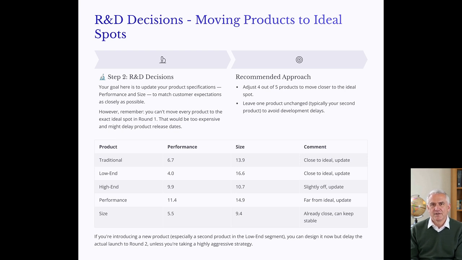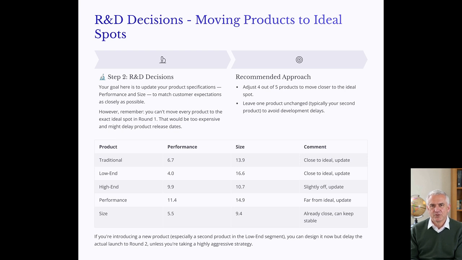Here's what we recommend: adjust 4 out of 5 products to move closer to the ideal spot. Leave one product unchanged, typically your second product, to avoid development delays. Example specs for R&D adjustments in Round 1. Product, performance, size, comment. Traditional 6.7, 13.9, close to ideal, update. Low end 4.0, 16.6, close to ideal, update. High end 9.9, 10.7, slightly off, update. Performance 11.4, 14.9, far from ideal, update. Size 5.5, 9.4, already close.